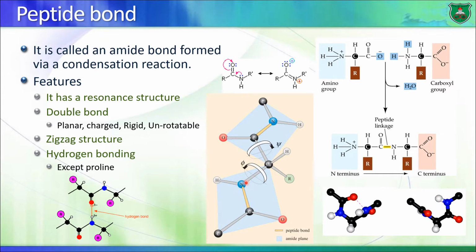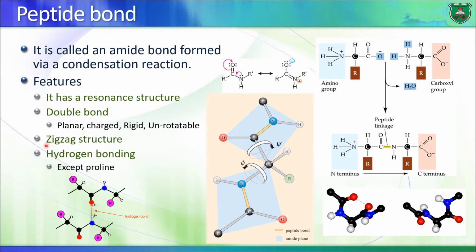But the bonds that can rotate are the bonds within the amino acid itself. This bond right here cannot rotate, but the bonds between the central carbon of the amino acid and the carbonyl group, and between the central carbon and the amino group, these two can rotate. These two are the ones that give a protein a specific three-dimensional structure.